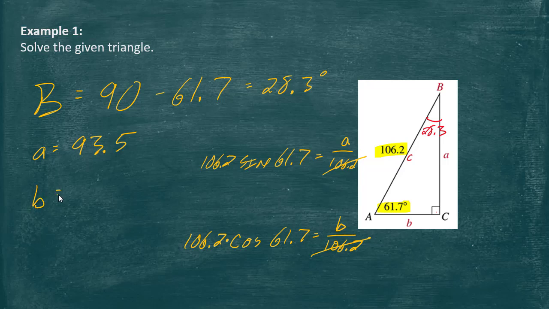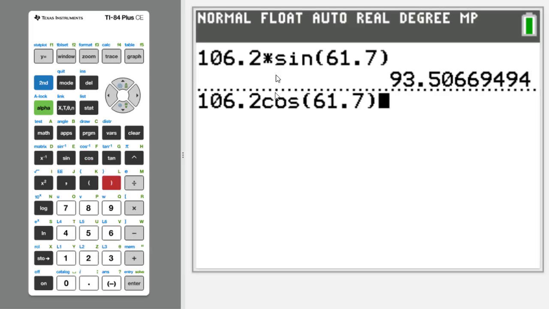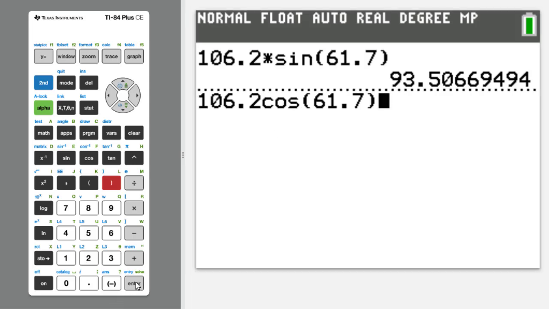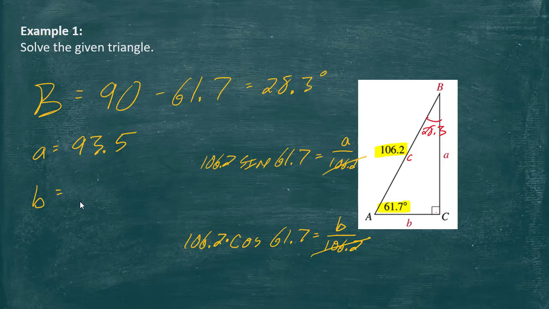And at this point we can bring the calculator back into the problem. Let's drop that over, 106.2 times, this time cosine of 61.7. Notice this time I didn't actually press the times button. The calculator does know if you put the number right next to a function that it will just multiply. And in this case it looks like I get 50.3-ish if we go to the tenths. So I'm going to jump back and make it 50.3. And again, whatever the unit would be is what we would write down.